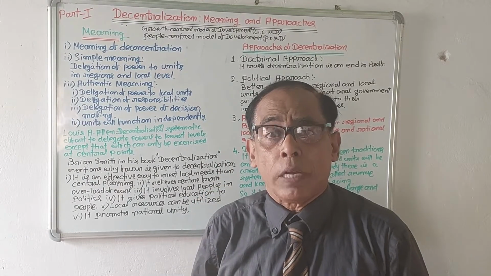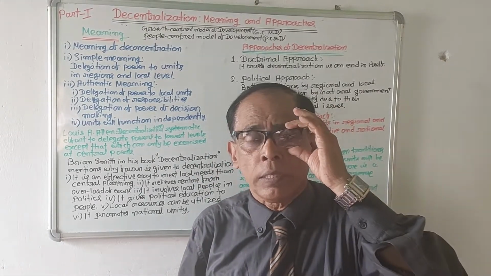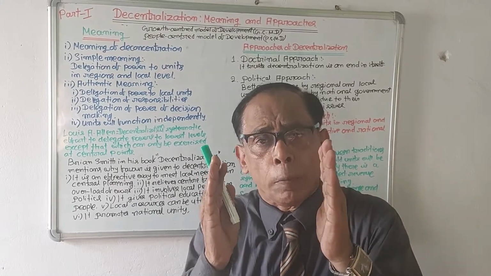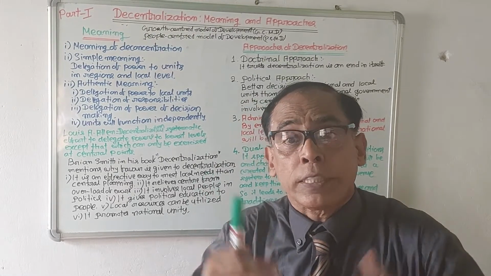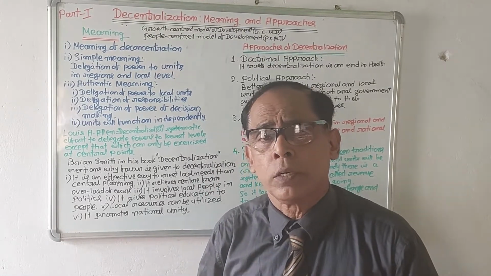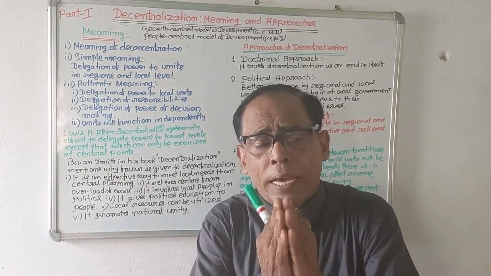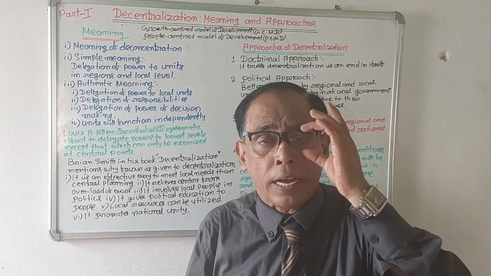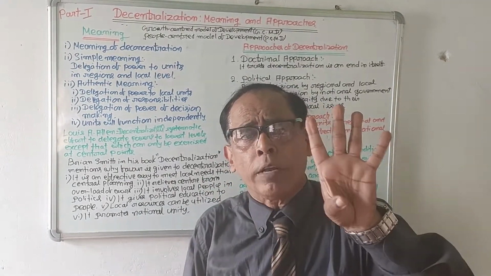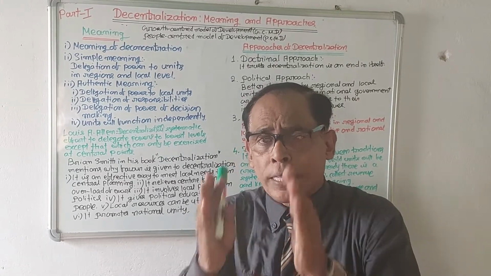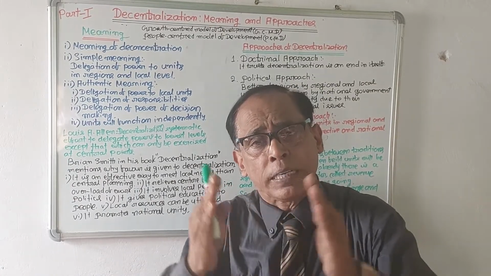I am Mr. Dilip Kumar Pal, and I stand before you with a video relating to decentralization, which is in paper number 9 of the fourth semester, and the name of the paper is Public Policy and Administration in India. In paper number 9, there is a chapter on decentralization. In the chapter of decentralization, 4 aspects are found. One is the meaning, number 2, approaches, number 3, significance, and number 4, types of decentralization.